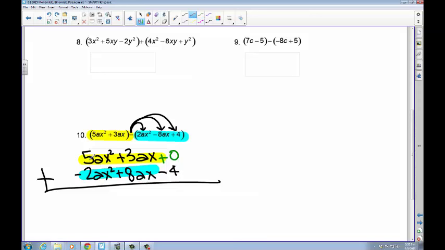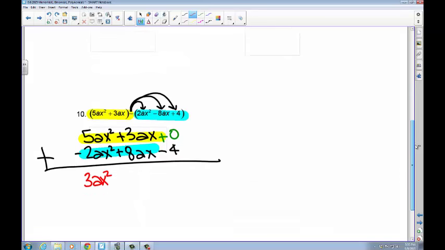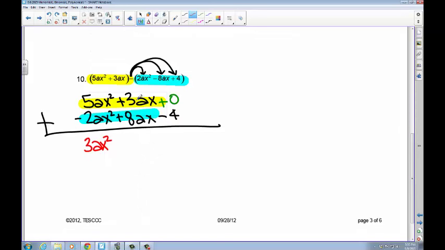Now we're able to combine like terms. So 5ax squared minus 2ax squared gives us a 3ax squared. We're going to move the screen up just a little bit. Now we have plus 3ax plus 8ax. And when we combine like terms, we know that we're going to get an 11ax. Now if we look at the plus 0 minus 4, we're left with a negative 4. And this right here is our final answer.